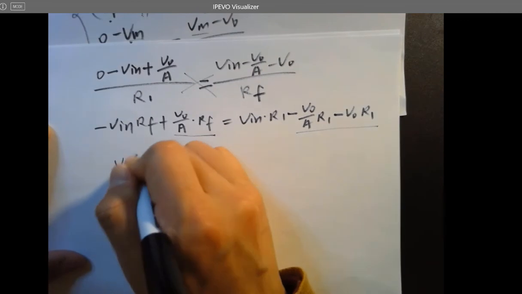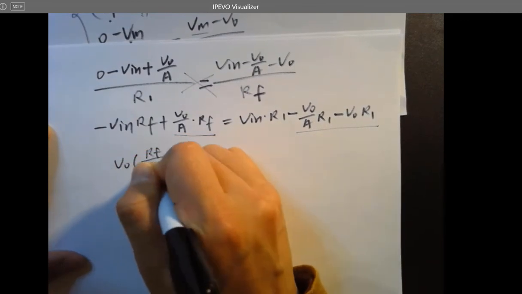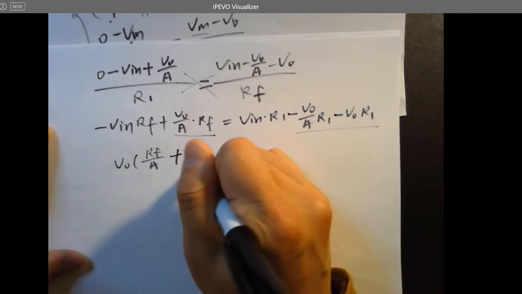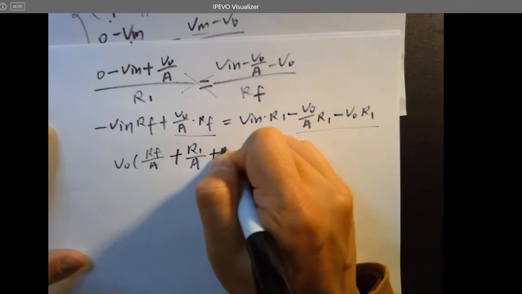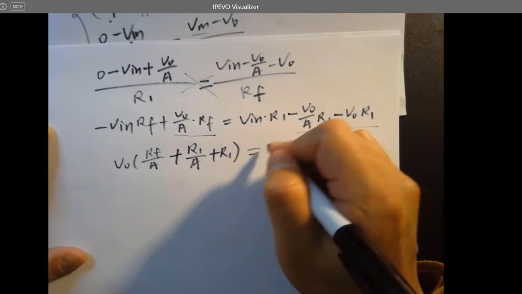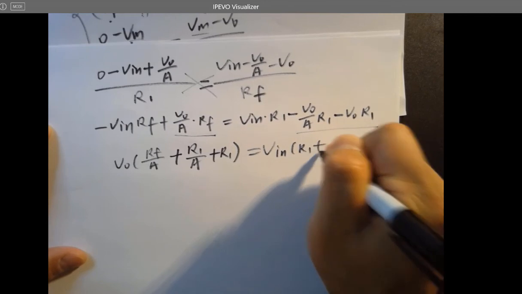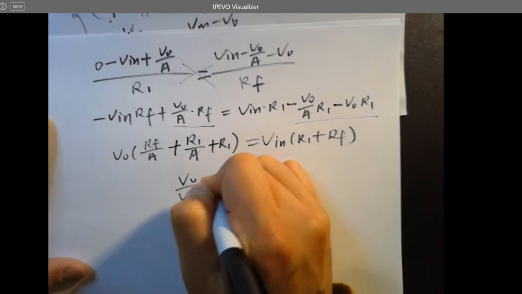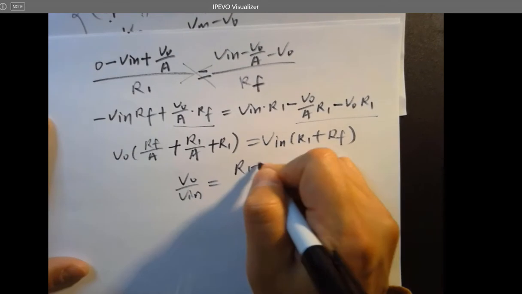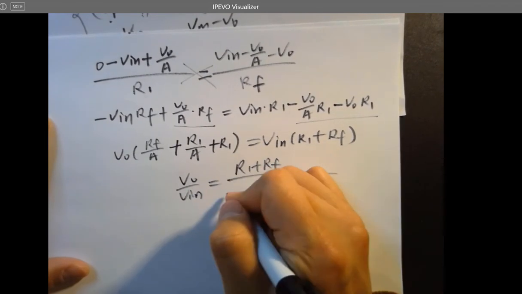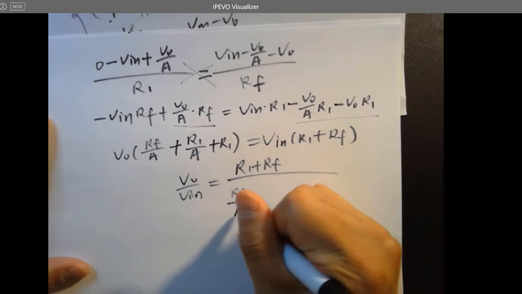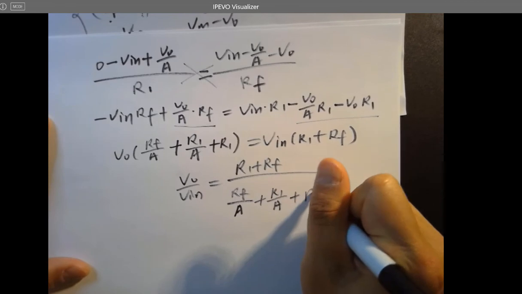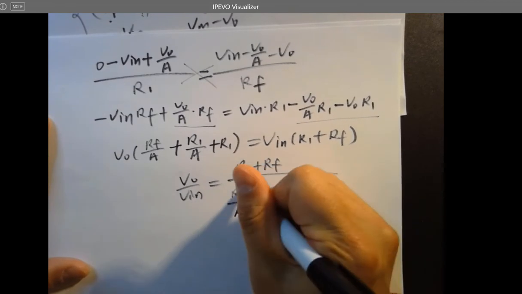We're getting VO times RF over A plus R1 over A, which is this guy, and plus R1. For V in, you are getting R1 plus RF. So VO over V in equals R1 plus RF over RF over A plus R1 over A plus R1. So this looks right.